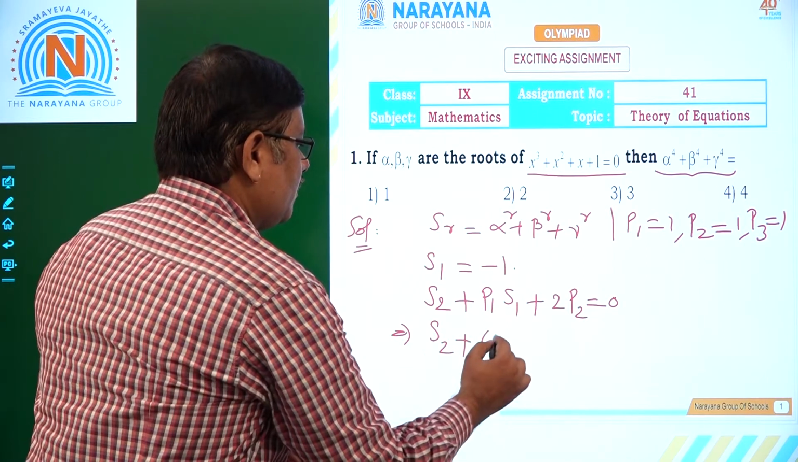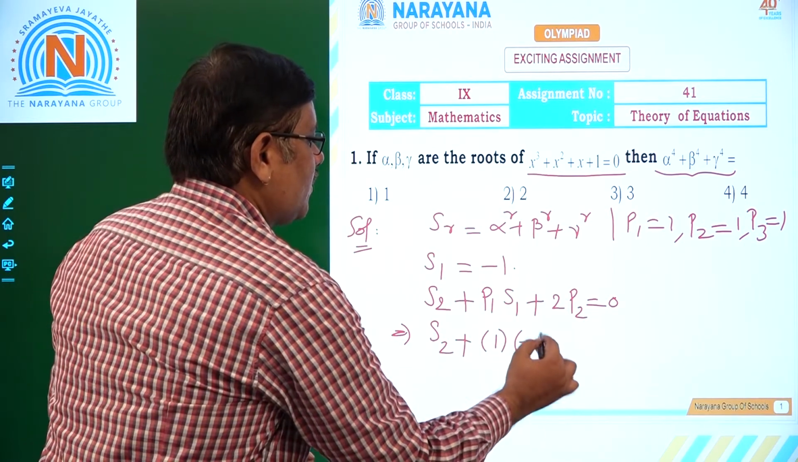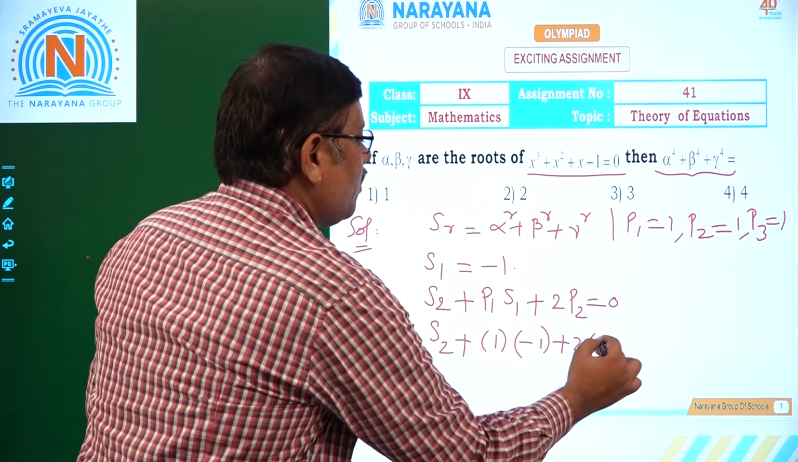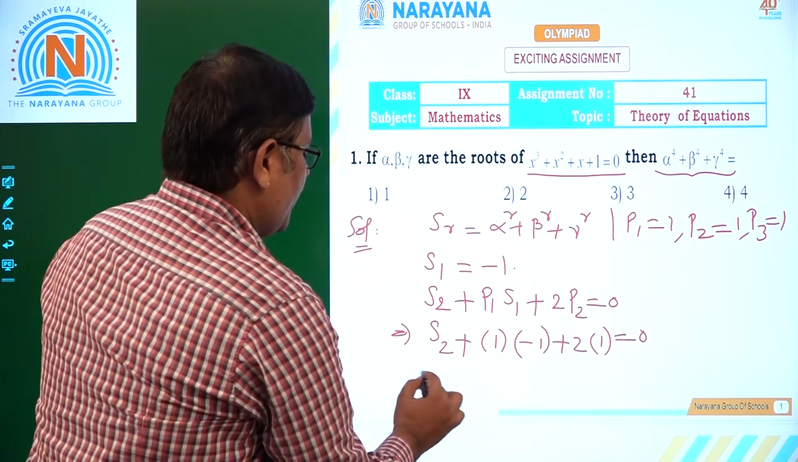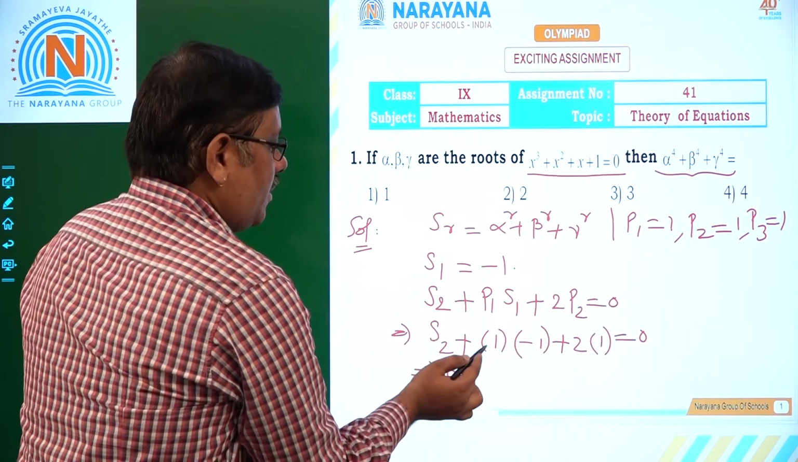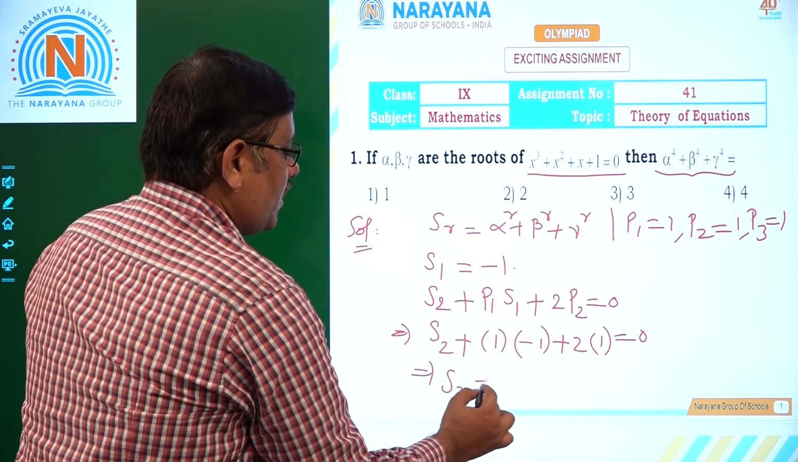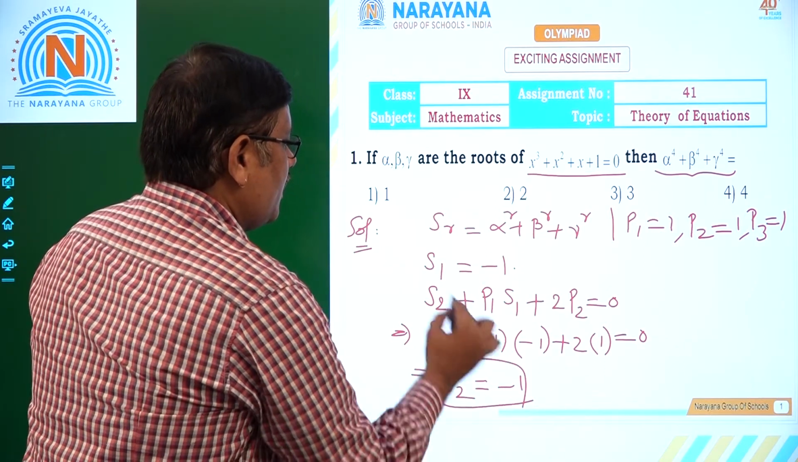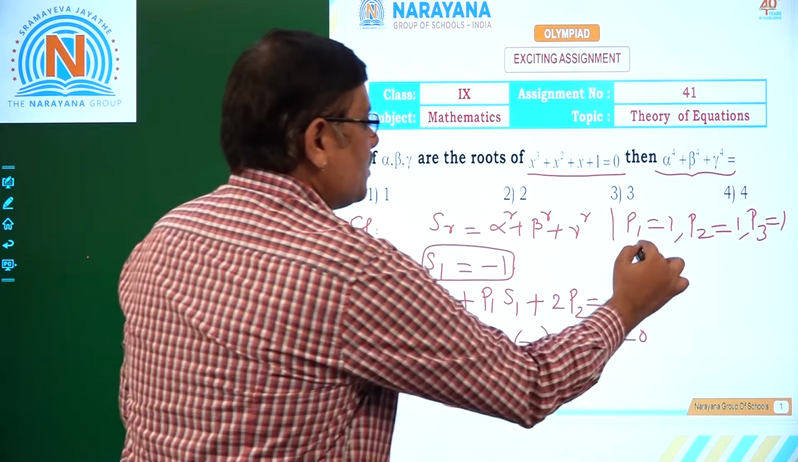So P1 is 1 into S1 is minus 1, plus 2 times P2, P2 is 1, that is 0. That implies S2, minus 1 plus 2, that is plus 1, so S2 is also minus 1. S1 is minus 1, S2 is minus 1.